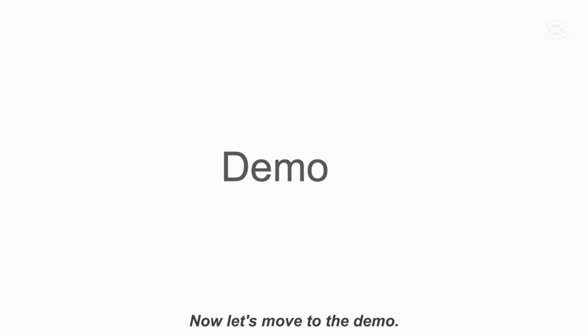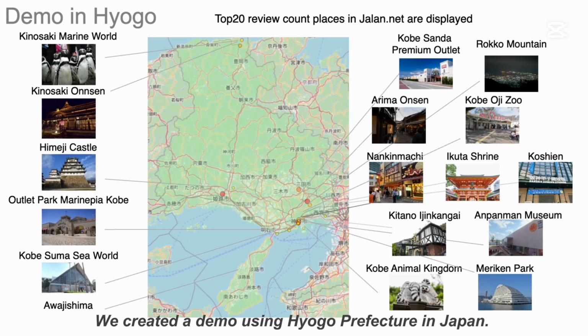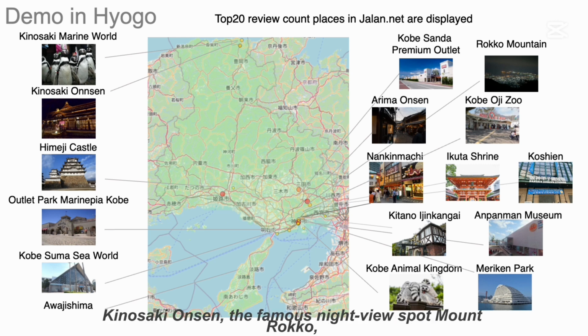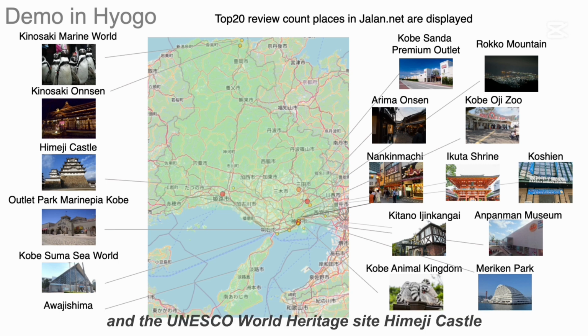Now, let's move to the demo. We created a demo using Hyogo Prefecture in Japan. This map highlights some of the top 20 tourist spots based on review counts from Jaran.net. Many well-known attractions such as Nankinmachi, Kitano Ijinkan, American Park, and Ikuta Shrine are concentrated in Kobe City. On the other hand, places like Arima Onsen, Kinosaki Onsen, the famous night view spot Mount Rokko, and the UNESCO World Heritage Site Himeji Castle are located further from Kobe City.